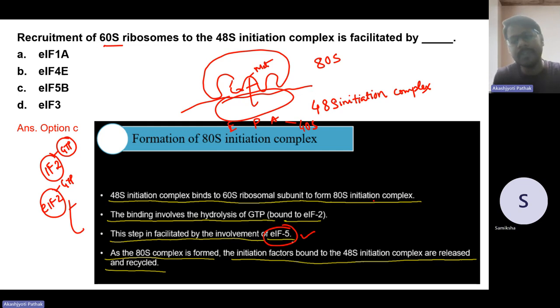EIF5 is required. Okay. So at the starting, when the association happened, at that time nothing was required, or no, at that time I think initially only dissociation happened, right?